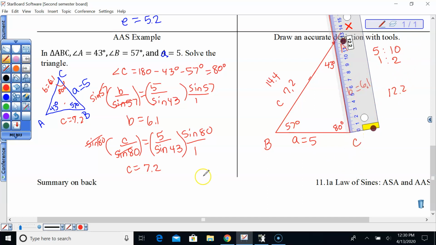And there you go. So your homework today is to do 11.1a. You can do 1 through 8 just using calculations, or if you draw 1 through 4, you draw them and still find their solutions, of course. You can do that in lieu of doing the 8 problems. And there we go.